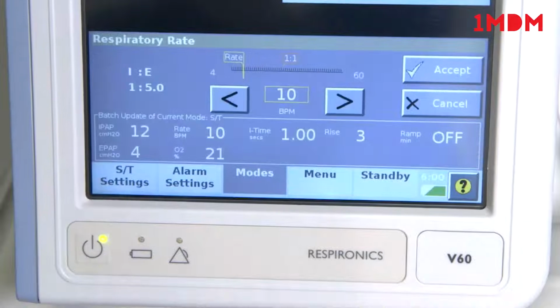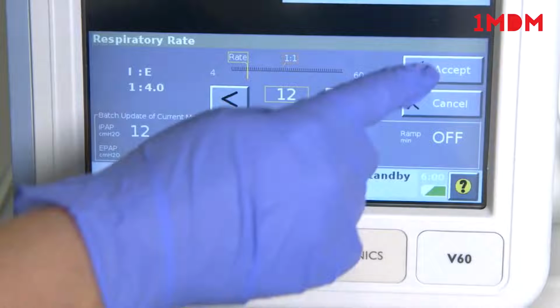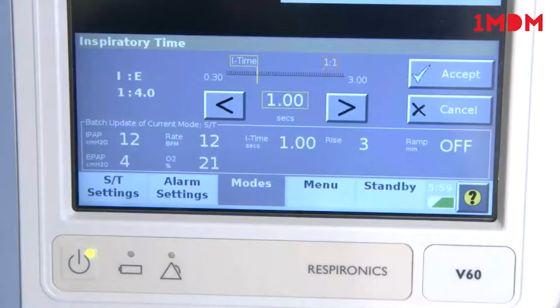Next, select the rate. This is the backup rate. This is the rate if the patient goes apneic, will be the number of breaths the patient receives from the ventilator within a minute. We generally start this between 12 and 16, but once the patient is on the ventilator, it may require changing. Next is the inspiratory time.